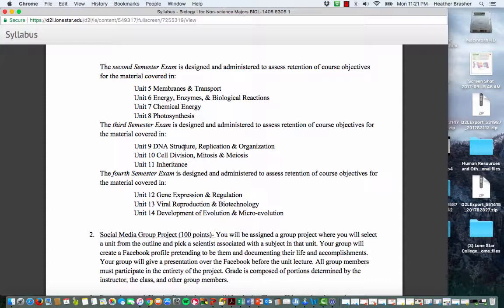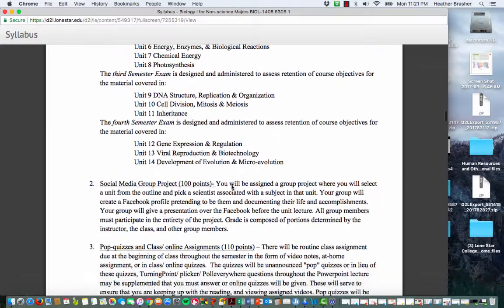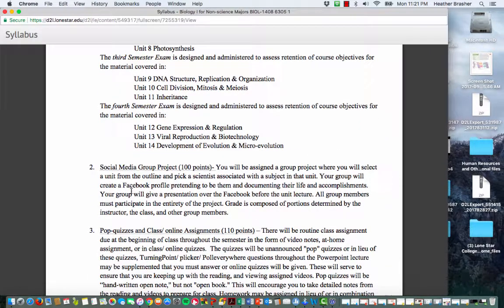And a scientist can be an MD. It can be anything in the realm of that unit who discovered something novel about it. And then what you're going to do with that scientist, your group is going to create a Facebook profile pretending to be them. Under there, you're going to put their name. For instance, if you did Rosalind Franklin, you're going to put under that, Rosalind Franklin, biology 1408 class.